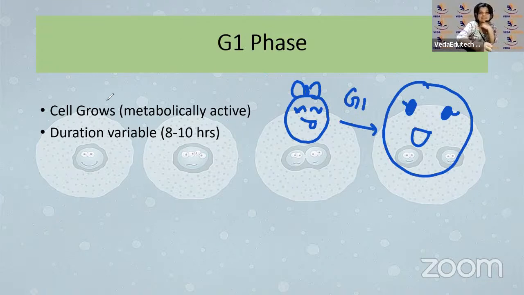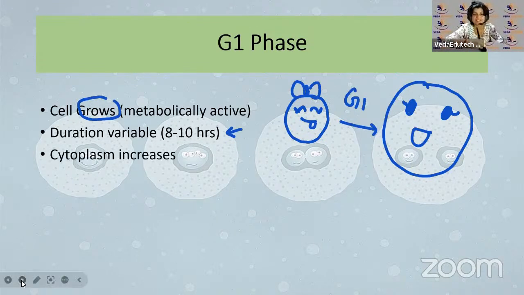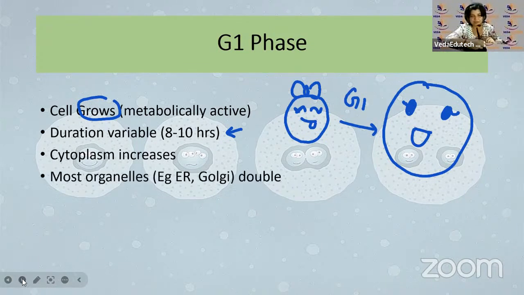Yes, it grows in size. The duration is variable because it depends on the availability of nutrients in the surrounding environment, right? Okay. Moving on. Cytoplasm increases, like you already have drawn here. Most organelles, like ER, Golgi, all of these also double here.